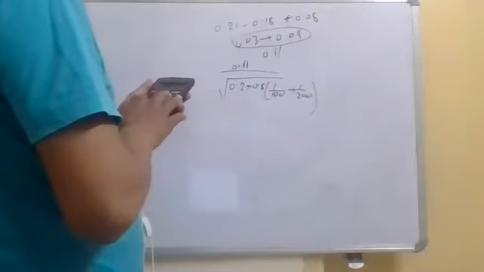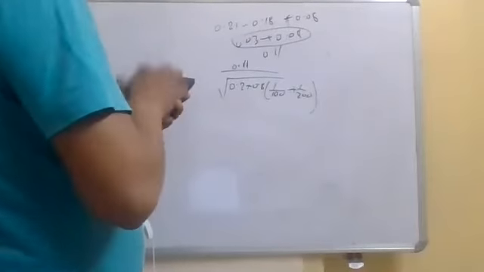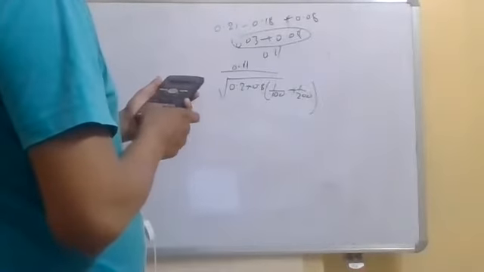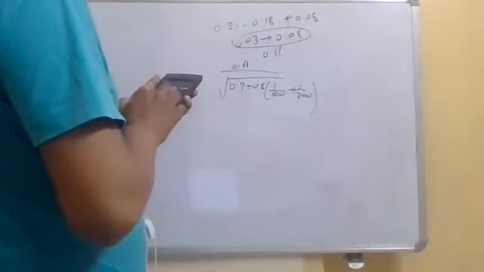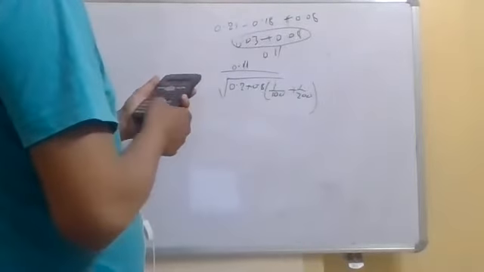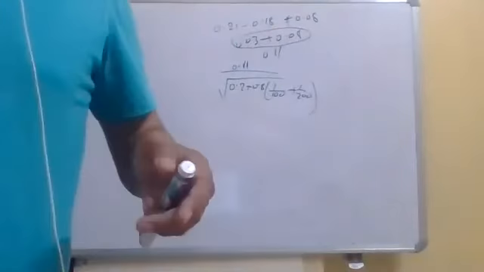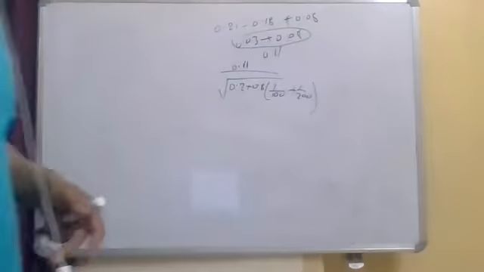Multiply 0.2. Take root under the answer value. 1 divided by the answer. Multiply 0.11. 2.24. Okay, so Z tabulated is greater than Z calculated here. So H naught is rejected.